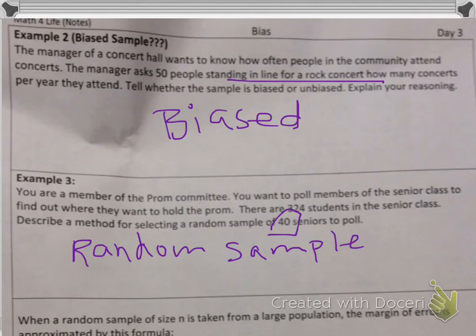We would want to do whatever we can to make that as random as possible so that there's no bias in who we're picking. You definitely wouldn't want to do it by homeroom classes and have one homeroom class be juniors or something, because they're not going to care where the senior prom is. So just think about how you could make that fair without having any bias involved.